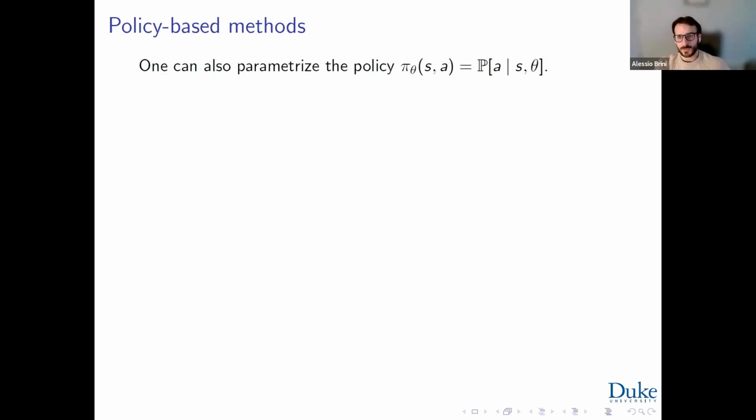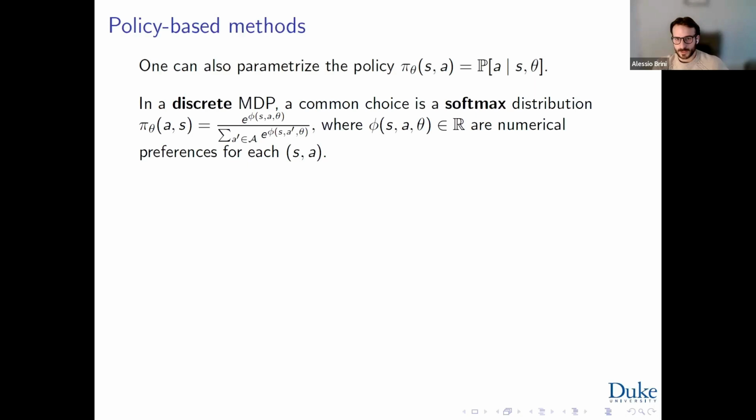Then moving to policy-based methods, what happens is you don't necessarily want to parameterize a value function directly, but you can also go straight and parameterize the policy directly. As you remember, the policy was defined as a distribution, either deterministic or stochastic. And in this case, you still have a parameterization given by a set of parameters theta.